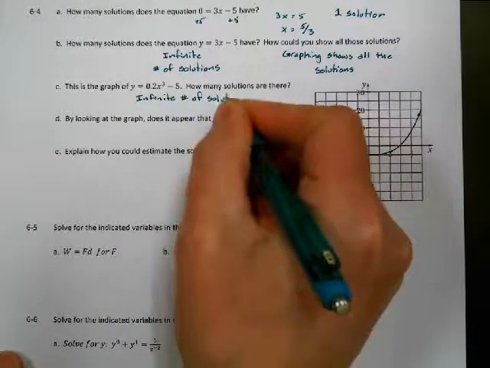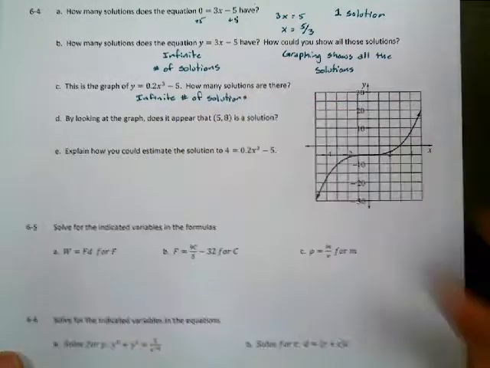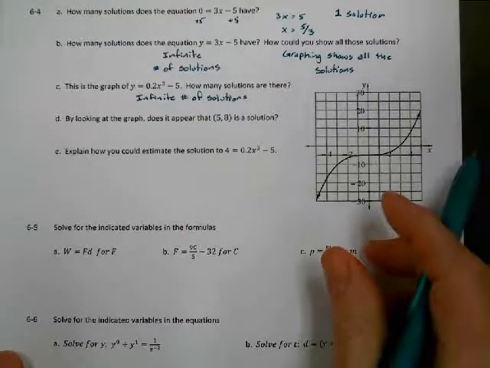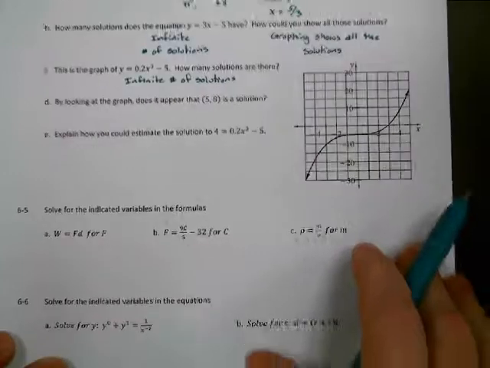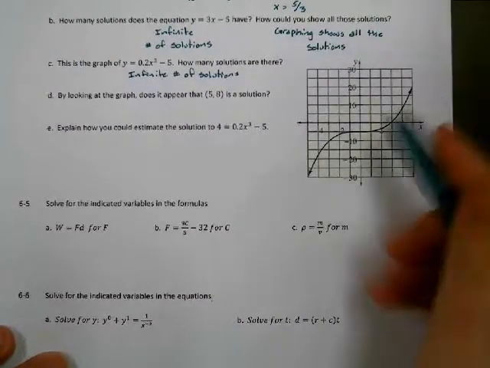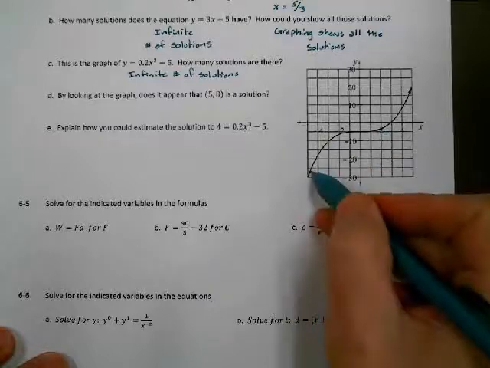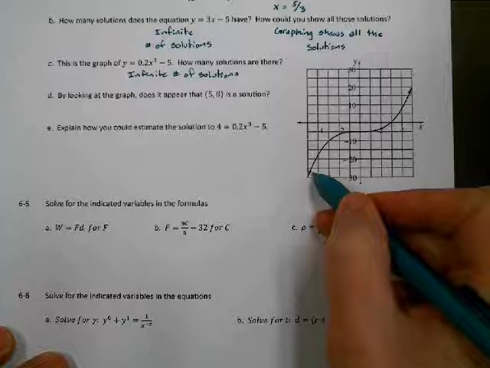Because I can keep on plugging in an x and getting a different value for y. It goes on forever, basically. And so that's what this graph is showing. It's showing me all the possible solutions. So based off of this, does it appear that 5, 8 is a solution?